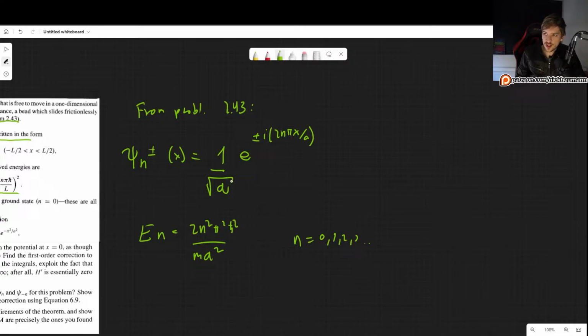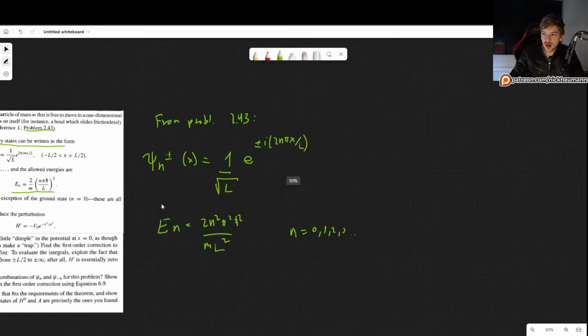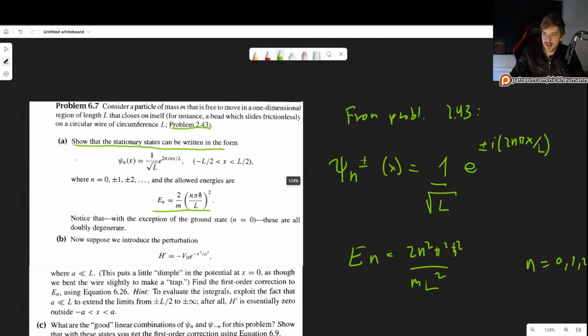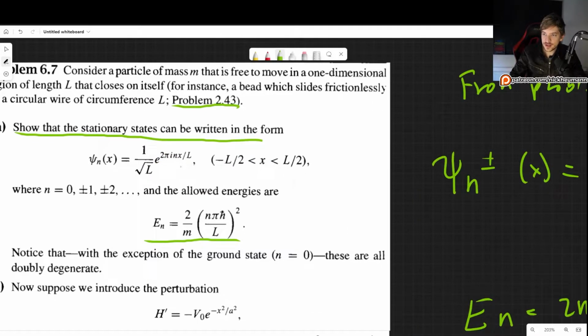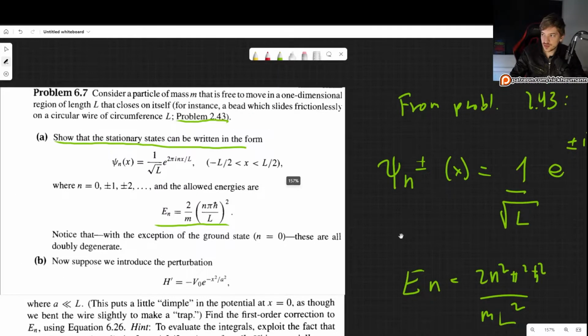Now, we are not dealing with this bead of circumference a anymore. Now, we have circumference L. So what we have to change is go from a to L. And that's it. There we go. So another thing that you could change is that here, for example, we don't have e to the 2 pi i, we don't have the plus or minus, which we do have here.